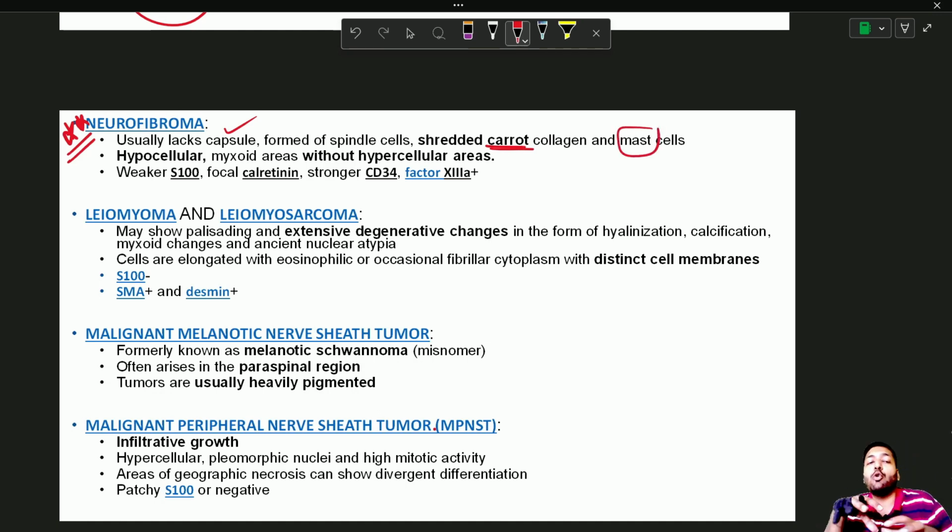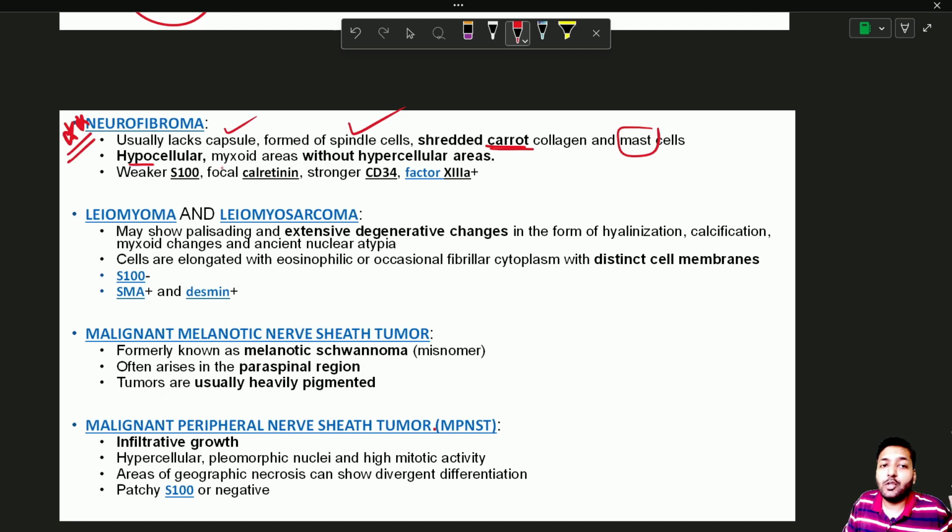So if you remember, I told you schwannomas are predominantly composed of only the Schwann cells, whereas neurofibromas, in addition to the presence of these Schwann cells, also have multiple other components, like perineurial cells, fibroblasts, and even mast cells. Okay, remember, in the conventional variety of schwannomas, there was alternating hypo and hypercellular area, whereas neurofibroma is hypocellular throughout. So you have myxoid areas too, without any hypercellular areas.